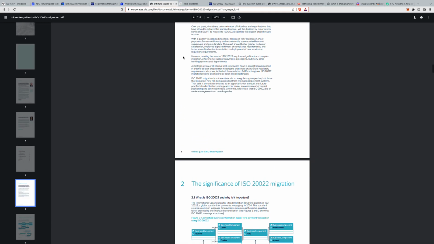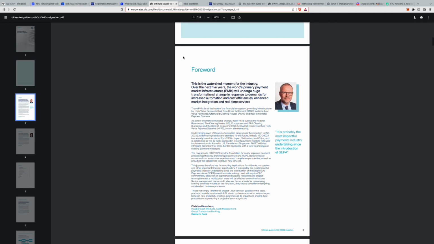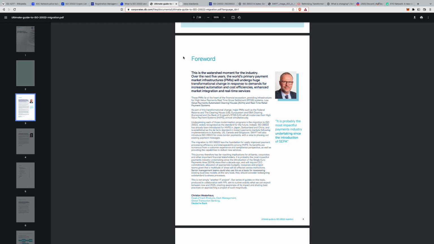So these PMIs lie at the heart of the financial ecosystem, providing infrastructure for high-value payments, real-time gross settlement systems, low-value payments, automated clearinghouses, and real-time retail payment systems. As part of this transformational change, major PMIs such as the Federal Reserve and the Clearinghouse, Eurosystem, EBA Clearing, and the Bank of England's RTGS will all modernize their high-value payment systems almost simultaneously. The global Big Bang migration.